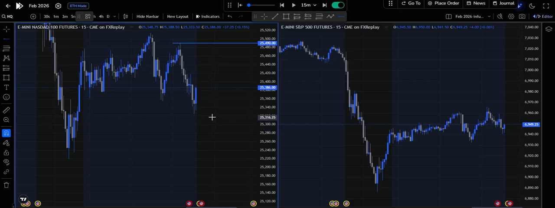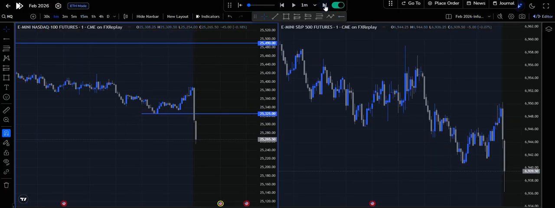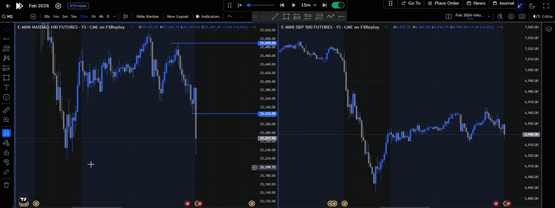Ideal high. Is that ideal low? Okay, strong displacement through it. Let's see what happens. We've taken out these lows right here, and we have a SMT with these lows. So we'll see if we get ideal setup for that.